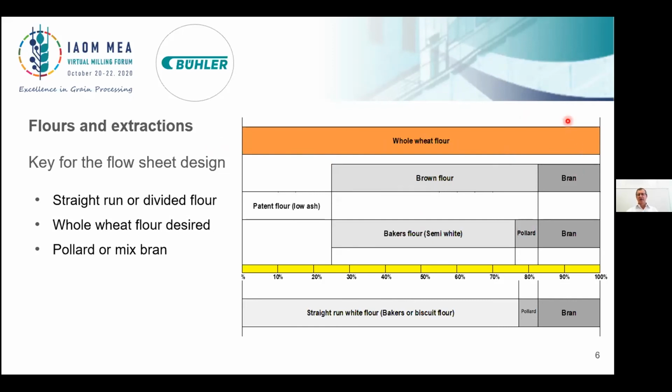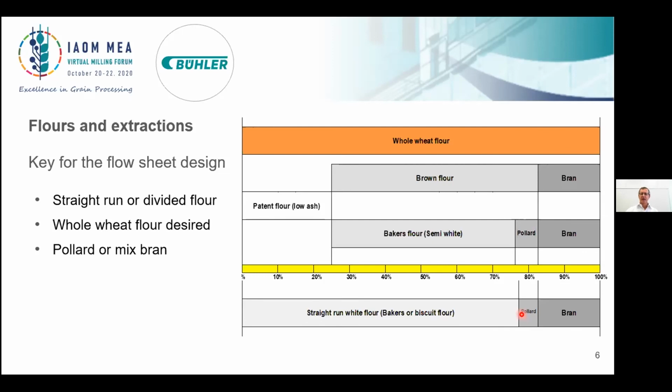Divided flour, some call it split flour, will be a patent flour, a low ash, below 0.5 maybe, and can be a brown flour, 0.75 ash, or a baker's flour, 0.6, 0.65 with a pollard, and that all can work in two. So you have two flour streams, a patent flour and a brown flour, or a patent flour and a baker's flour. When we talk about straight run, it can be a straight run baker's flour or a straight run home baking flour. So this is to be cleared before we start to design the flow sheet.